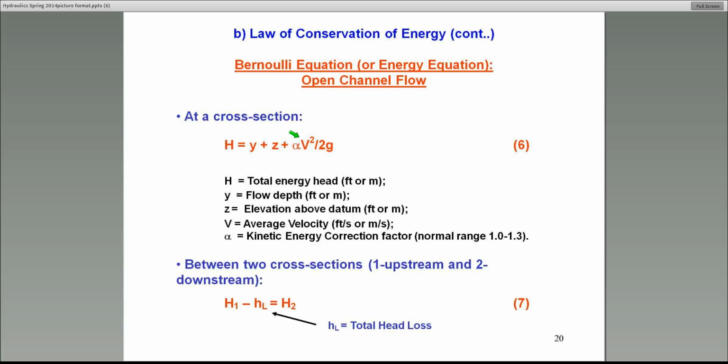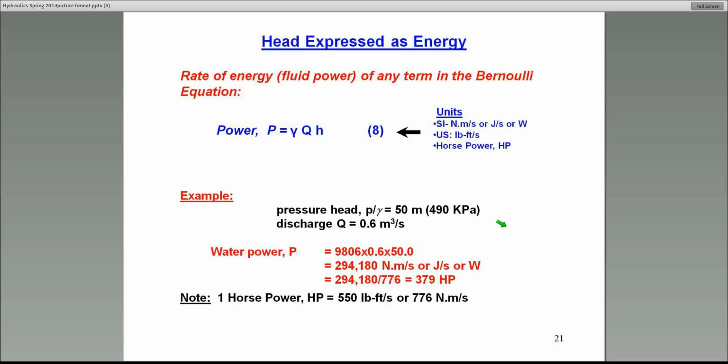But the kinetic energy transport is not the same, because it's the sum of V squared over 2g. So in order to make the kinetic energy transported equal in both velocity distributions, we have to correct it through a coefficient called alpha. Okay, and for the sake of discussion here, most of the time we neglect it, so it'll be 1. So don't worry about it too much. But those are the three terms in the open channel system.